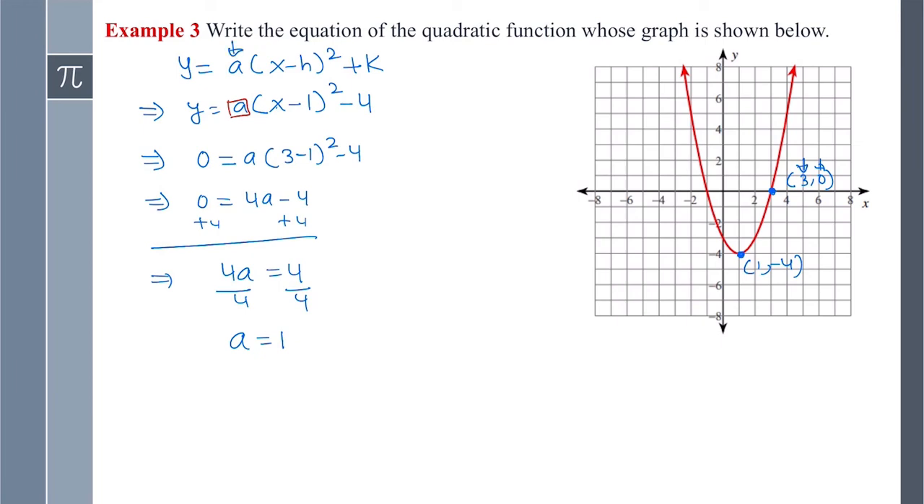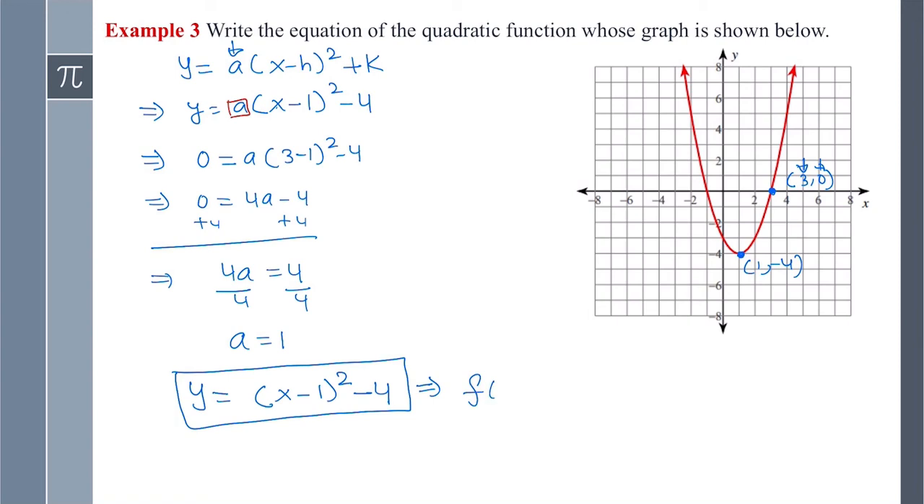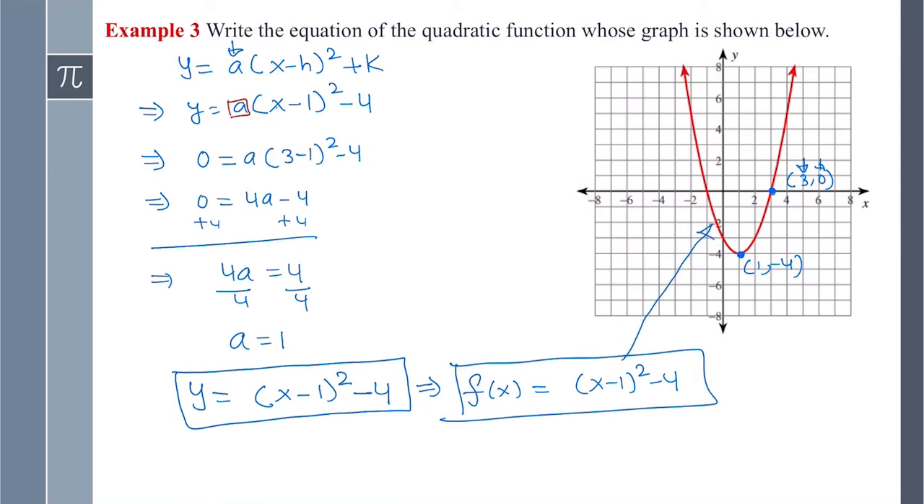Now we can write our equation as y equals a is 1, so we really don't have to write it, then x minus h, which is 1, squared, plus k, which is negative 4. So this is the equation for that quadratic function. Or if you want to write that as a function, then we can write f of x equals x minus 1 squared minus 4. So that is the function whose graph is given right here.